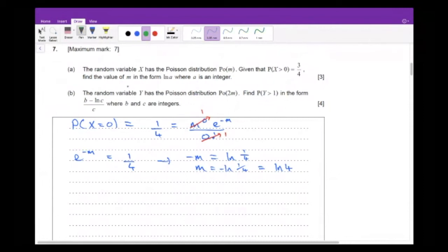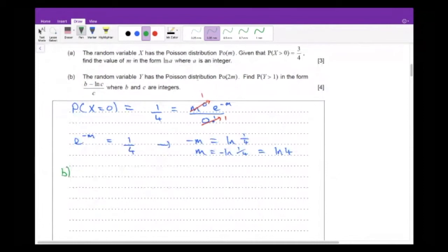Now part B. Y has the Poisson distribution with 2m. So here we can say that the mean in this case is equal to 2 ln 4. Well, given the shape of this equation, I've not got a number in front of this, and I'm going to be doing natural logs of it. So I'm going to call this ln of 4 squared, which is ln 16, which looks a bit nicer to me.